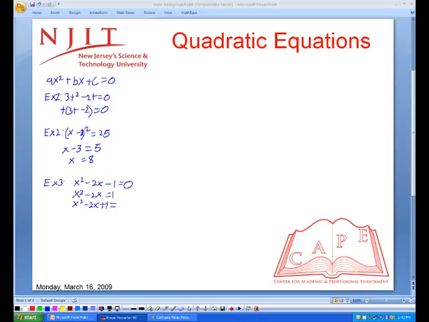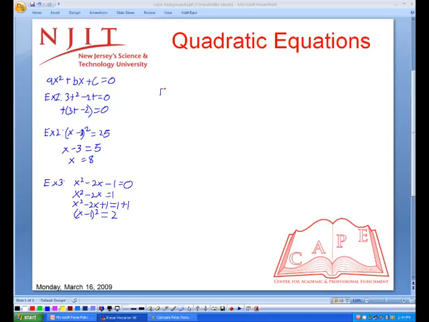So because we added 1 on this side, we need to add 1 on the other side. So we add the 1. That gives us x minus 1 squared, which equals 2. This is the whole square of that. And that'll equal 2 because 1 plus 1. And now we can solve it using this method.